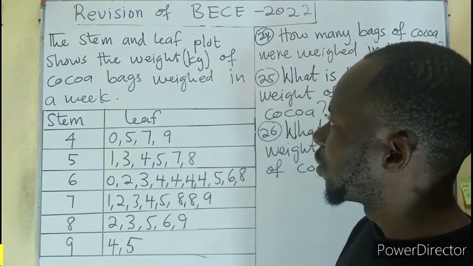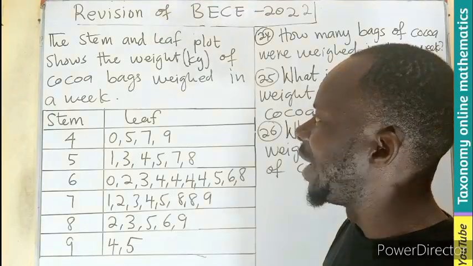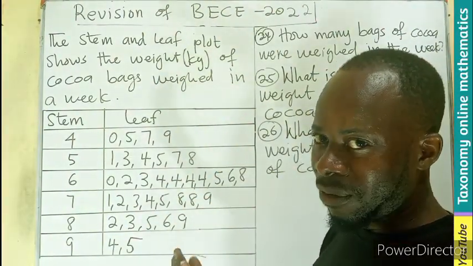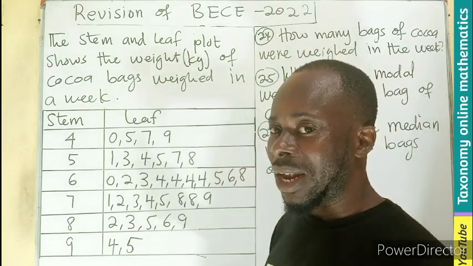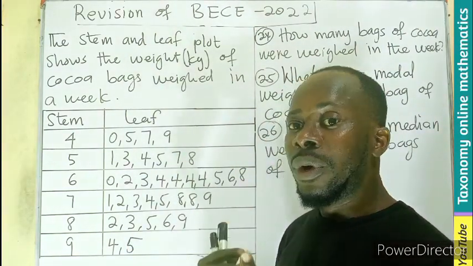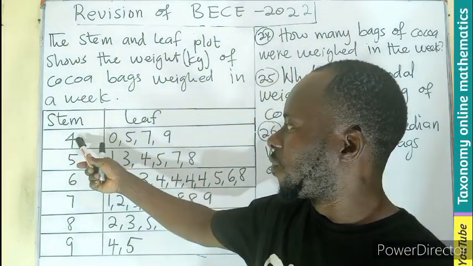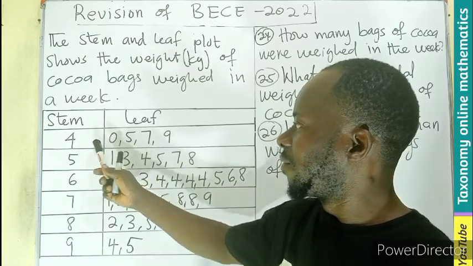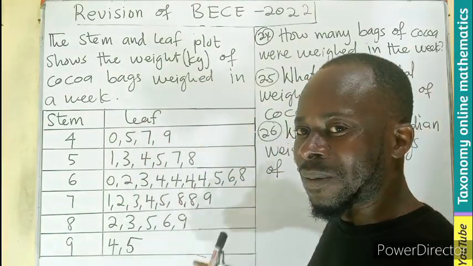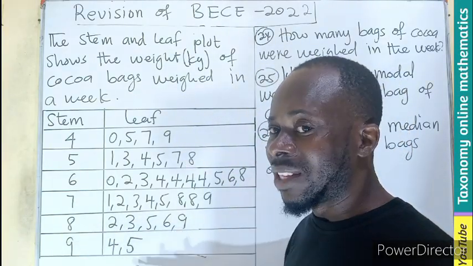The stem and leaf plot shows the weight in kilograms of cocoa bags which have been weighed in a week. So this is the stem, this is a leaf. I believe you know the concept. The stem tells us the tens digit, then the leaf gives you the ones digit, right? So this is tens, 4. So 40, 45, 47, 49 in that order. So it has been arranged in increasing order. All right, so this means 94, 95.